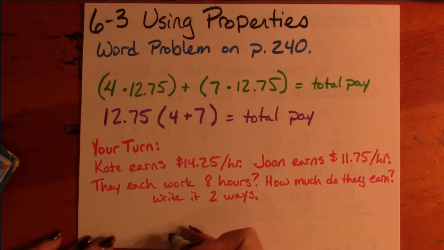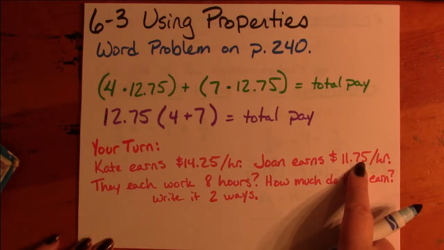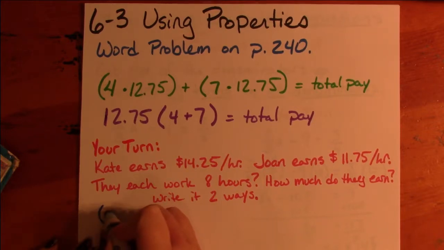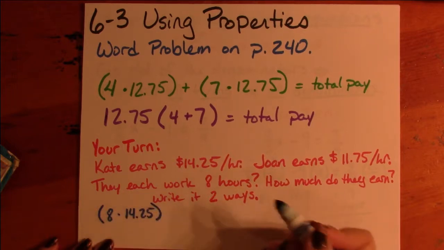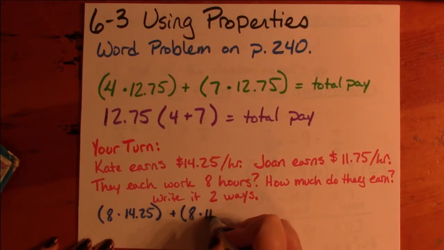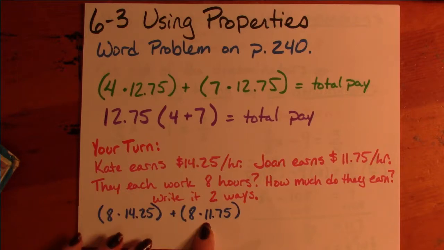So, Katie's going to earn $14.25 an hour and Joan earns $11.75 an hour. We're going to do this two ways. The first way we're going to do it is we're going to say 8 times $14.25. And then we're going to say 8 times $11.75. So we're going to take what Katie earns and add it to what Joan earns. That's one way to write this.